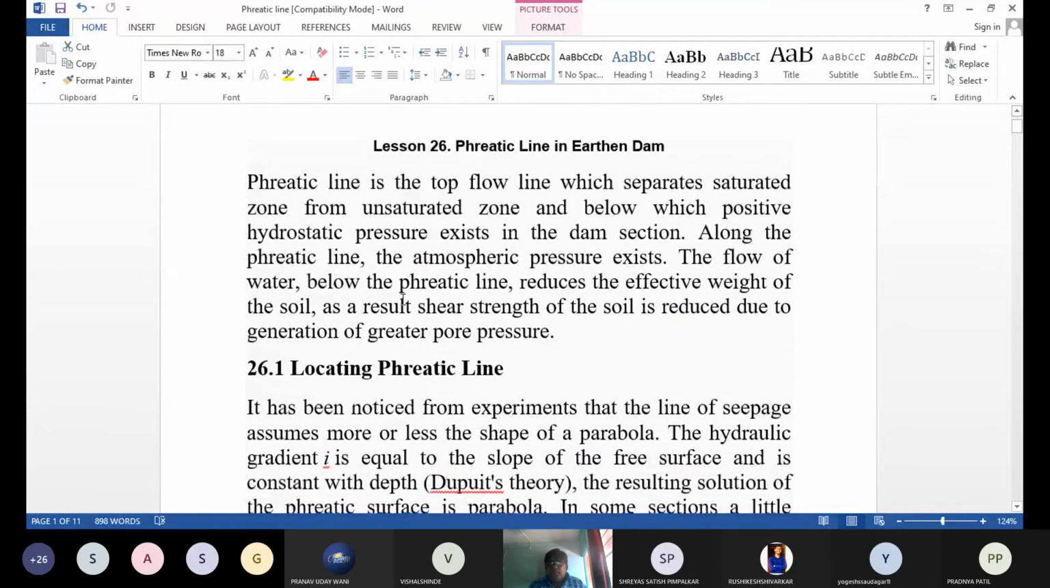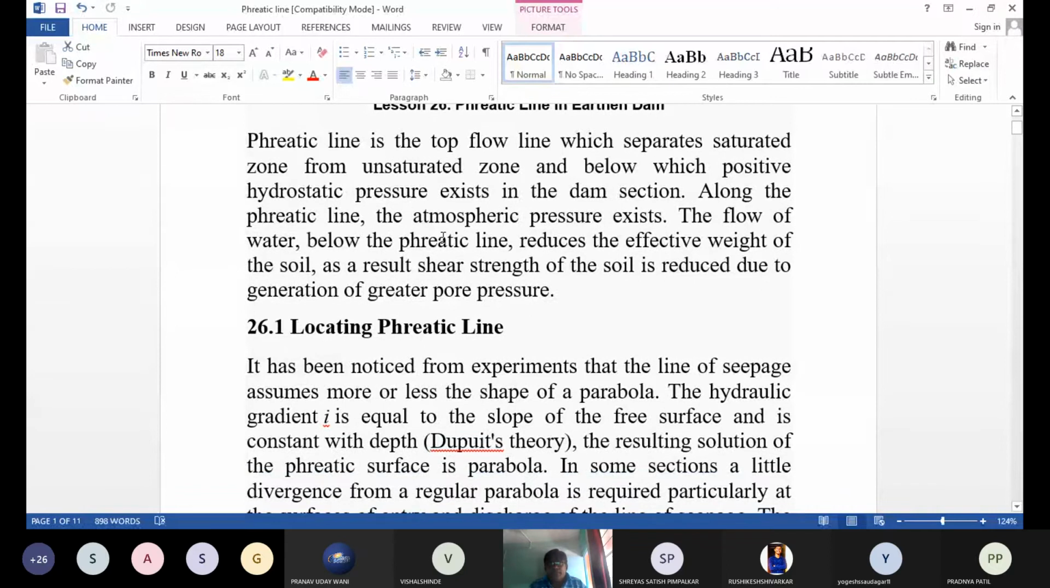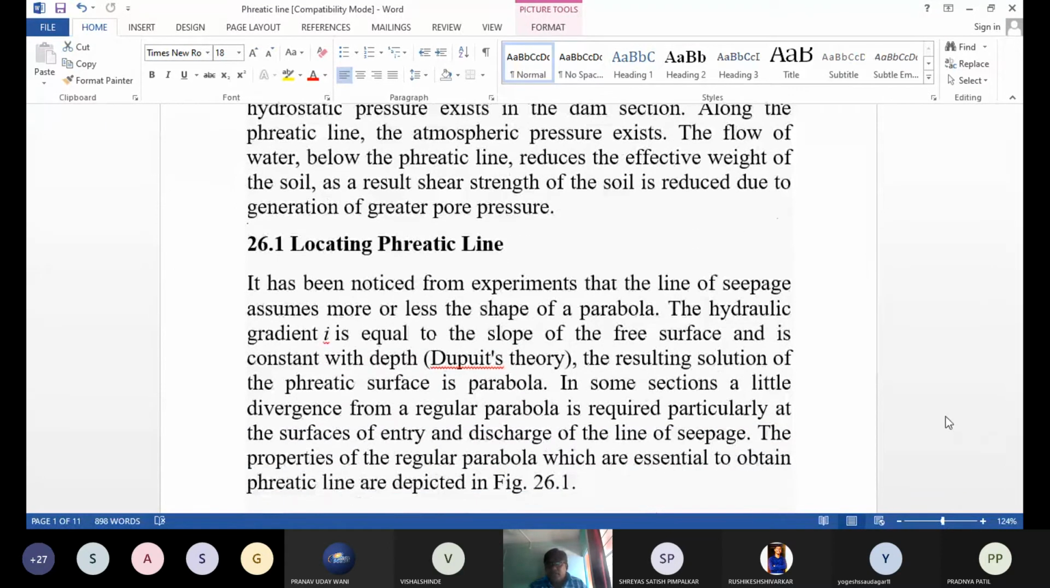So the phreatic line, as you already know, separates the saturated zone from the unsaturated zone, and below it positive hydrostatic pressure exists. Along the phreatic line, as you know, atmospheric pressure exists. Then flow of water below the phreatic line reduces the effective weight. Now our question is how to locate the phreatic line.